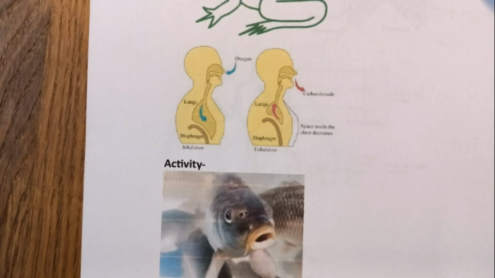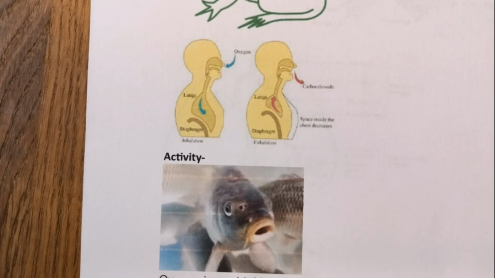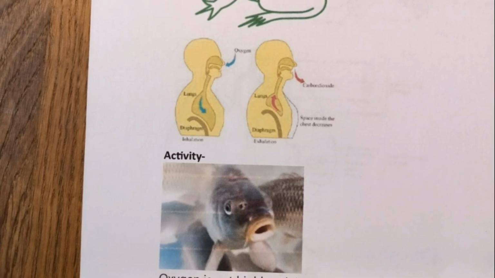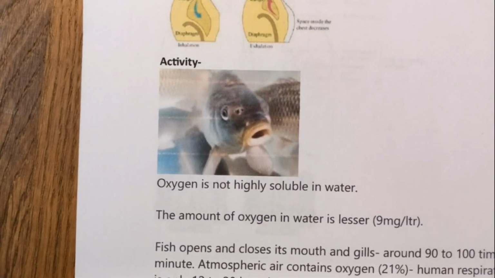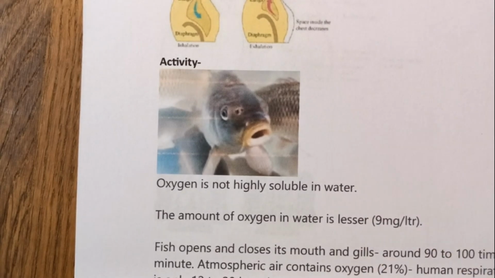Count the number of times the fish opens and closes its mouth and compare this with the number of times a human being breathes in and out in a minute. So it's a simple activity. Again, the fish has aquatic respiration, and there is very little oxygen in the water. That is described as 9 milligrams per liter.